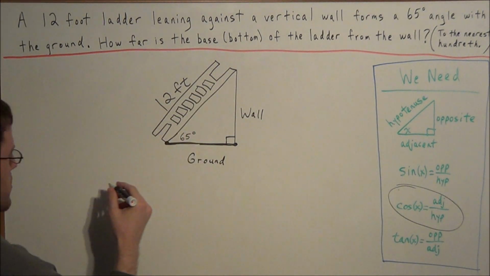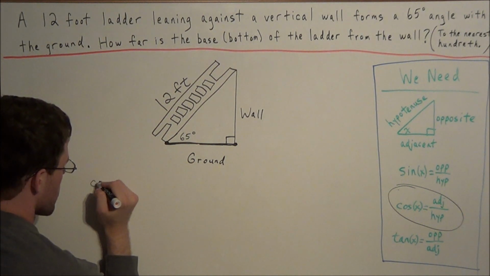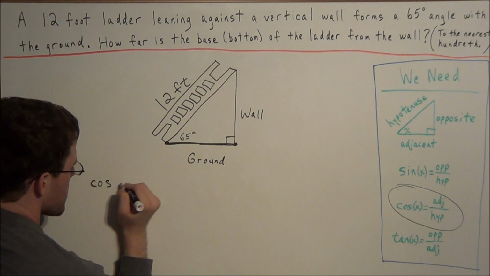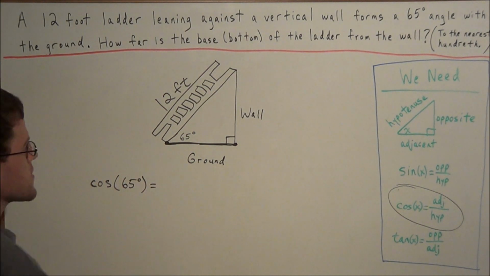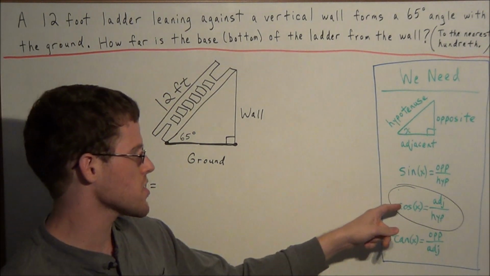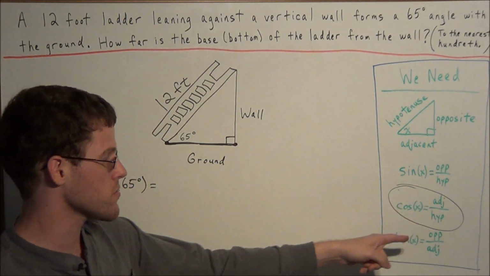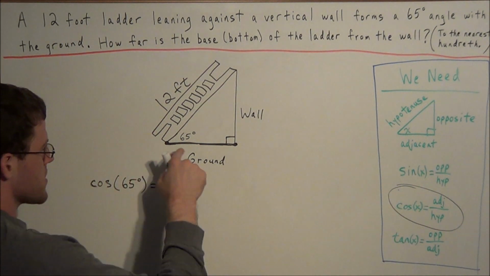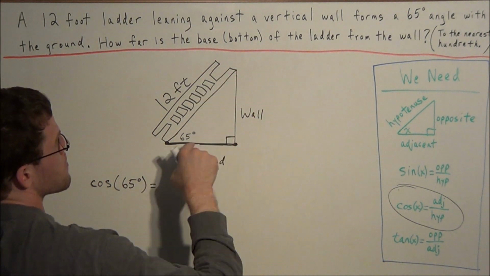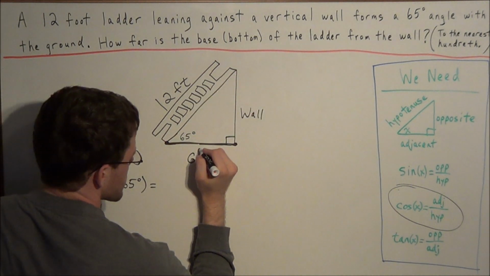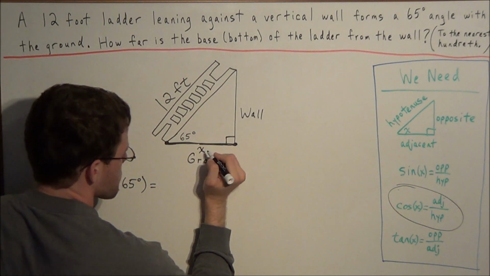So what we're going to do is feed cosine a 65-degree angle. And in general, cosine gives us a ratio of the side adjacent to the angle to the hypotenuse of that triangle. So what side is adjacent to this 65-degree angle? Well, the distance from the base of the ladder to the wall. And for now, we'll call that distance x.